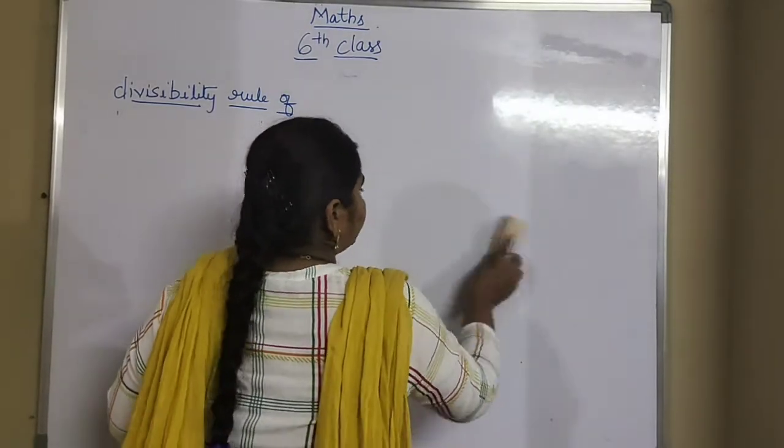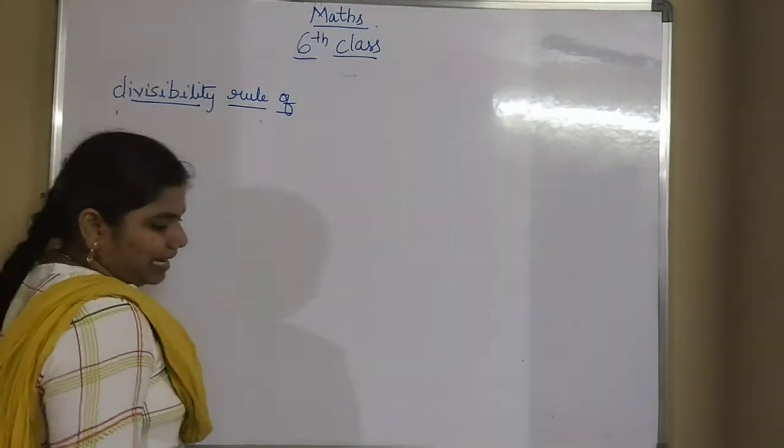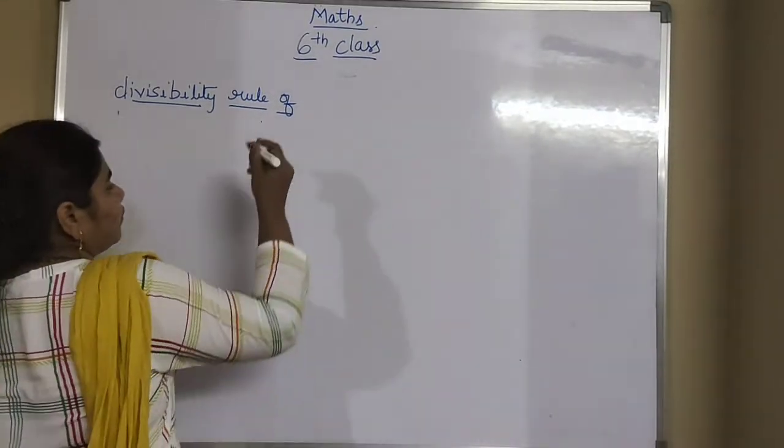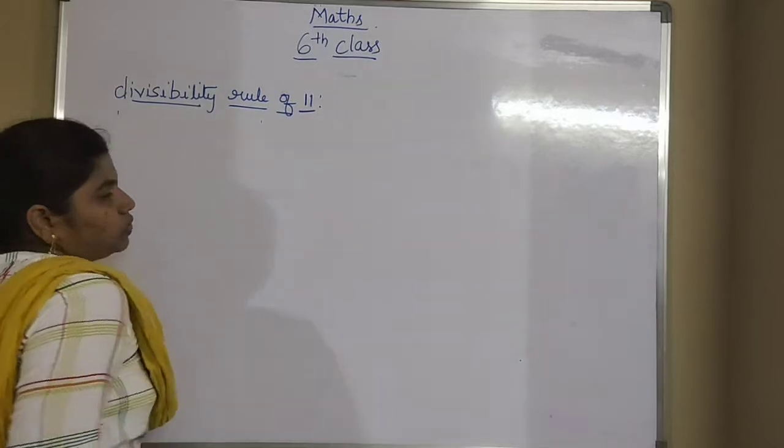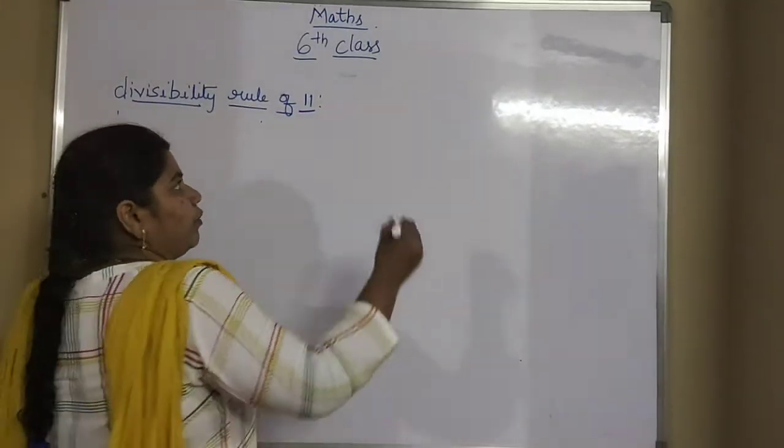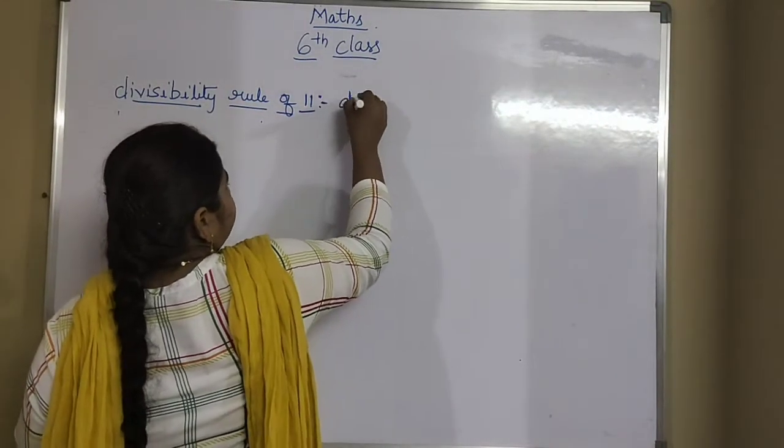So what is the next divisibility rule? The next divisibility rule is 11. So what is the divisibility rule of 11? See here, first see the statement.